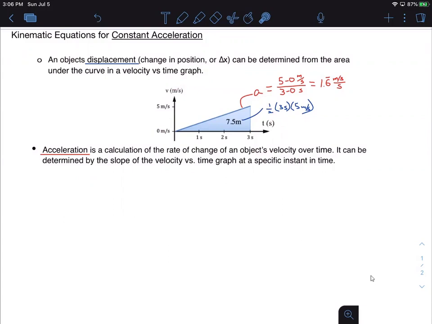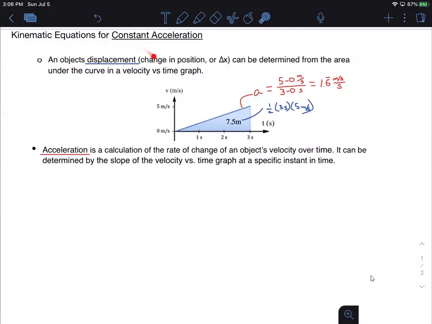So some key vocab, some key ways we've used this velocity graph in the past: we can obviously use it to find the velocity of an object at a certain point in time. We can do that just by looking at the graph. So at 0 seconds, this thing was at rest. At 3 seconds, it was going at 5 meters per second.